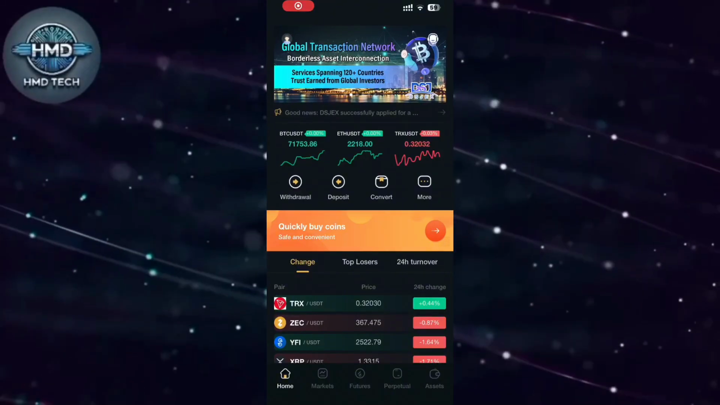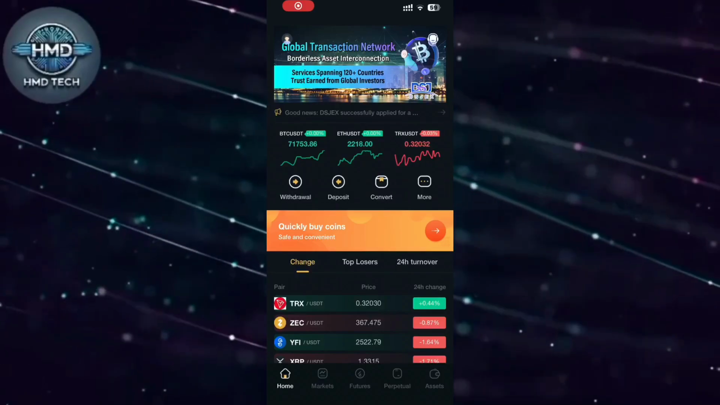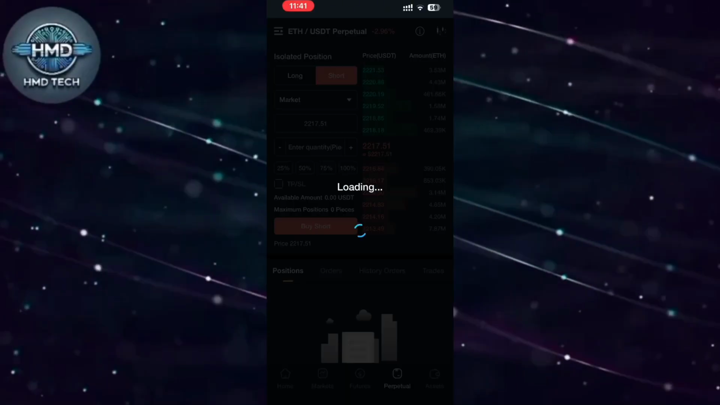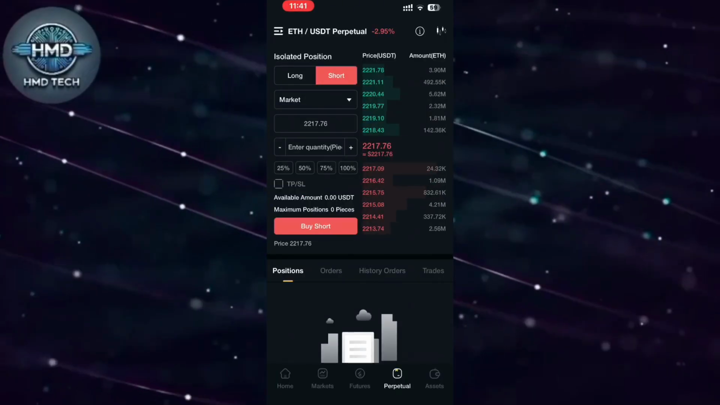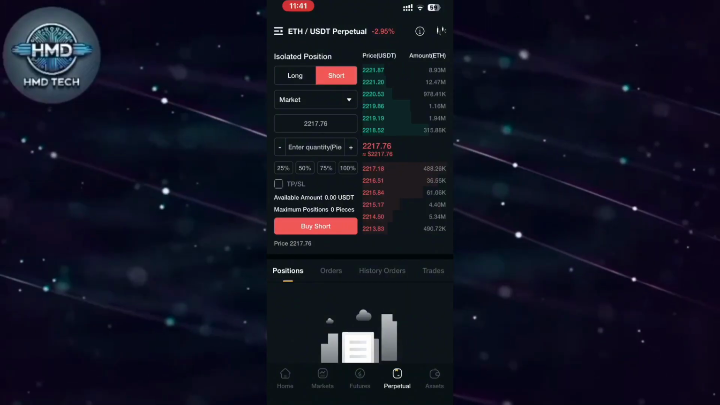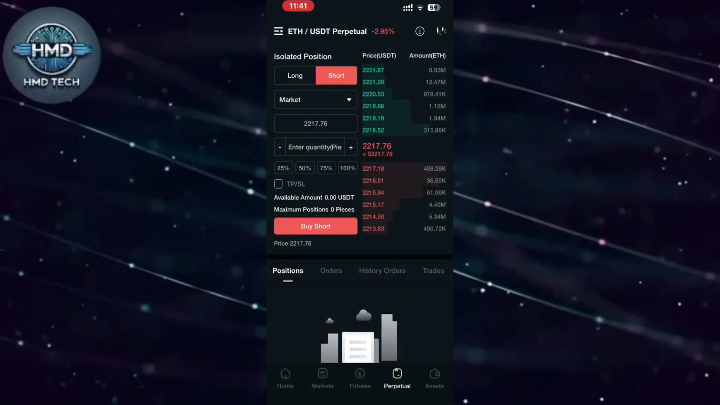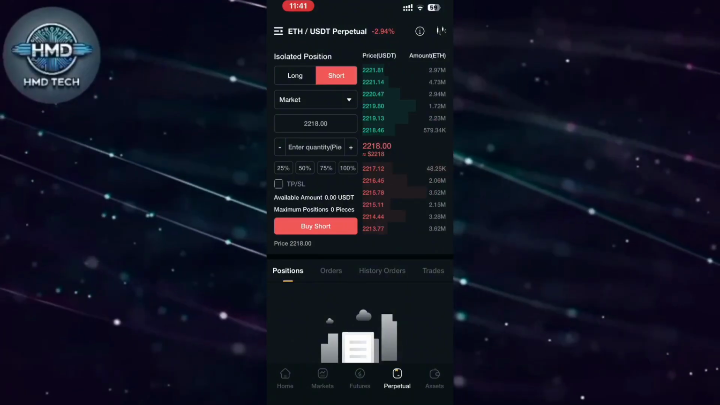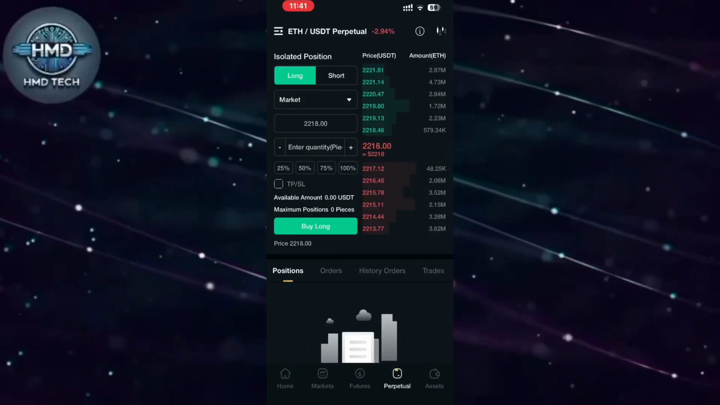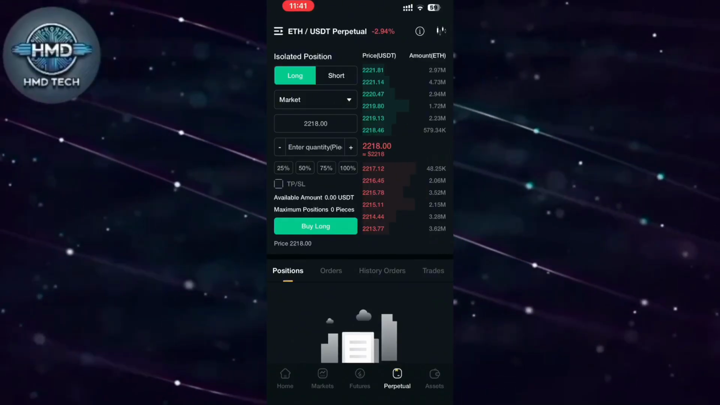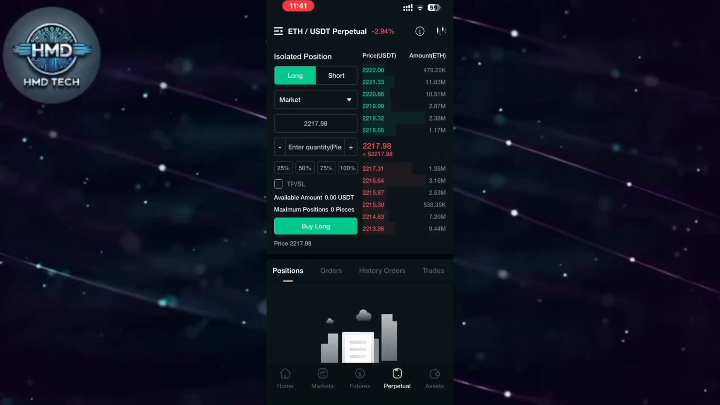First, open the DSJ app and log into your account. Then tap Perpetual. This is where advanced trading happens. Under the trading interface, you'll see long and short. Tap long. Now, you are betting the price will go up. This means you look to make money from the price increasing.